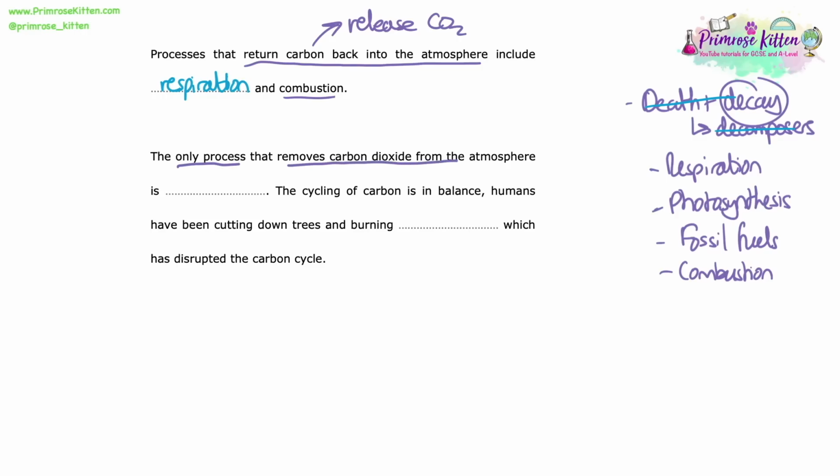The only process that removes carbon dioxide from the atmosphere is, hopefully this is something we just know, photosynthesis. So photosynthesis is the only process that actually takes carbon dioxide out of the air because plants absorb carbon dioxide.